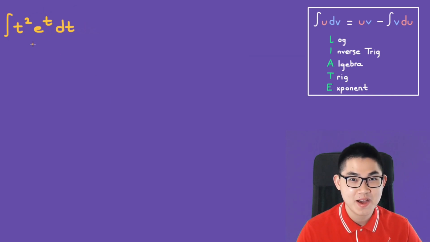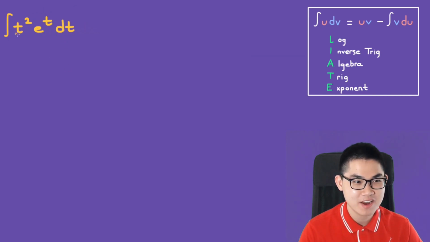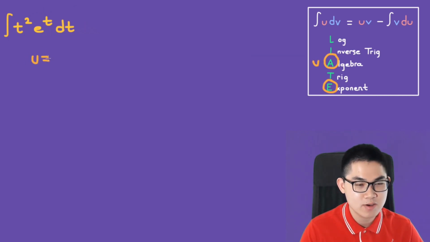The integral of t to the power of 2 times e to the power of t dt. So first of all, we see here we have t to the power of 2, and that's basically algebra. And e to the power of t is exponent. And the first circle at the top will be a u. So u is equal to the algebra one. So the algebra is t to the power of 2.